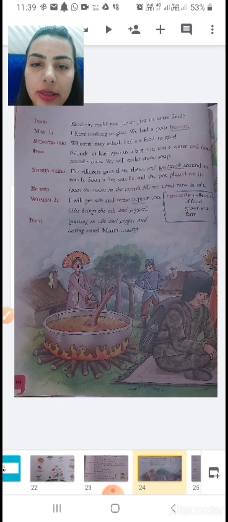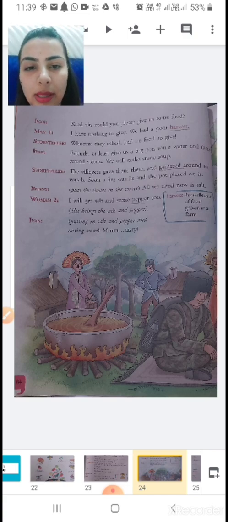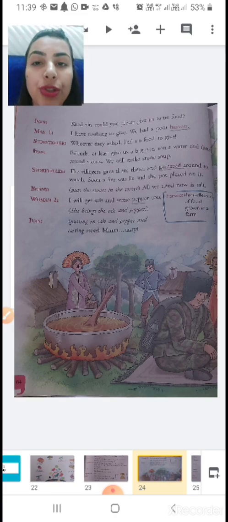Okay, then the storyteller is saying, the villagers gave them these and gathered around to watch. The villagers were wondering, and they gave them these things and also gathered around to watch how they make the stone soup. They are very excited to see how they make it.